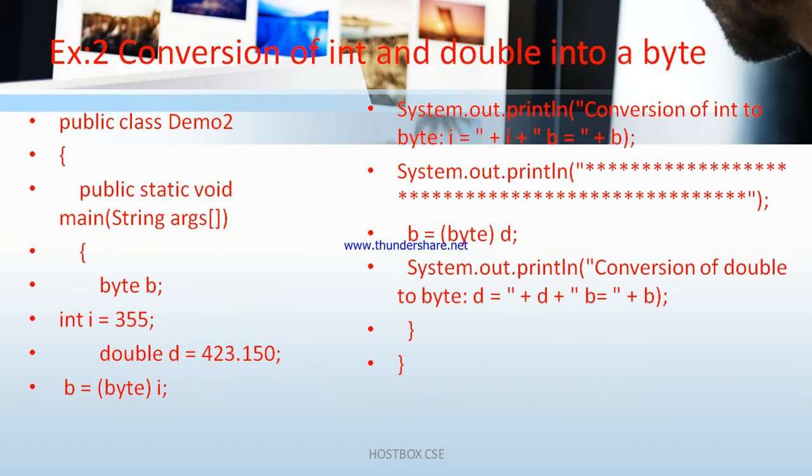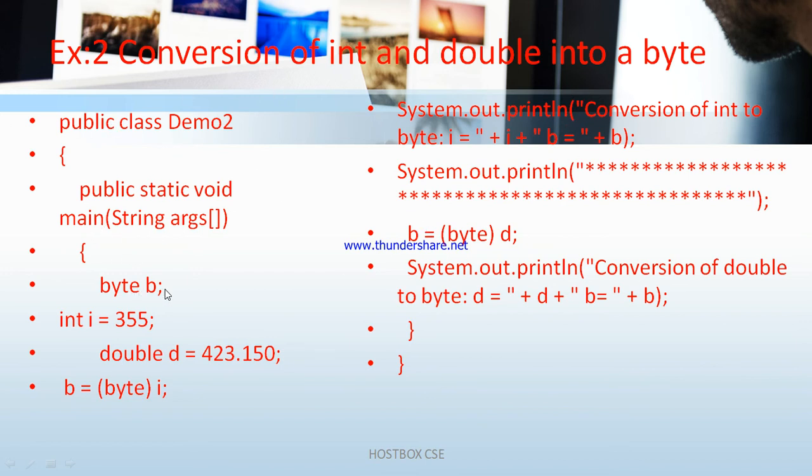Next example, somewhat bigger but easy. Here I am going to demonstrate a program whose purpose is the conversion of int and double into a byte. An int and a double value are converted to the byte type, that means 8-bit, like that.